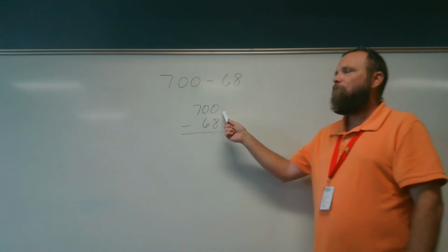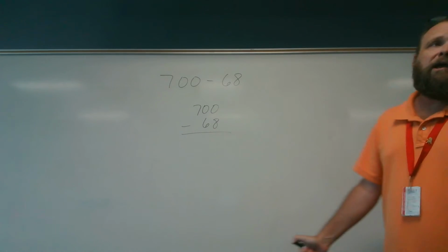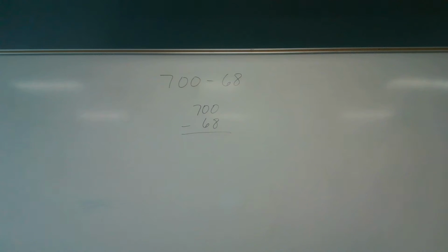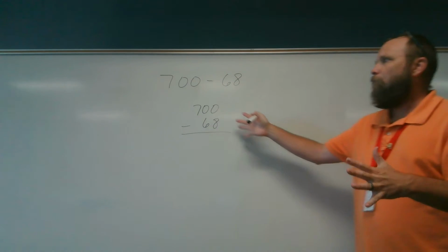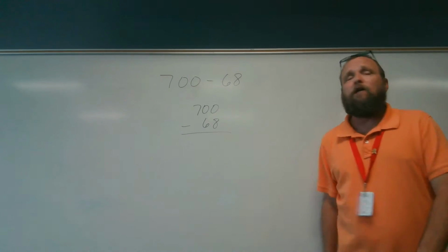And I look, I have 0 ones, but I need to take 8 of them away. Can I take 8 of them away? No, because I don't have any. So I have to regroup from the tens. So I go over and I look at the tens. I need to regroup that, but I don't have any tens. So I cannot regroup from the tens, which means I have to take another step next door.